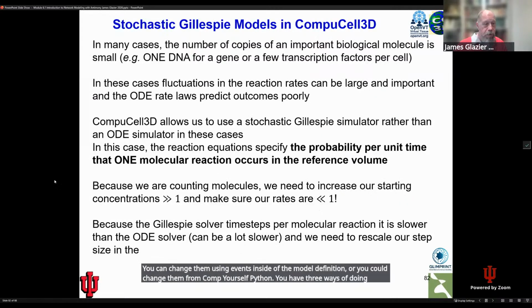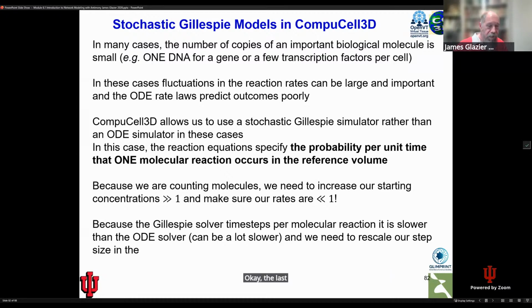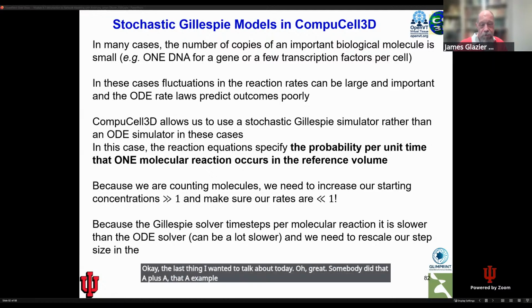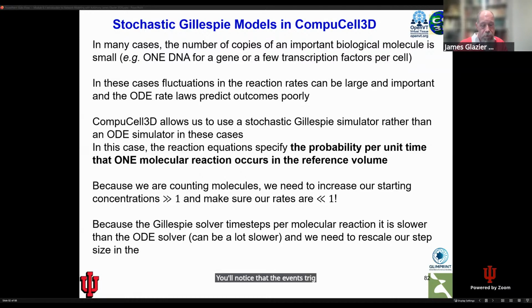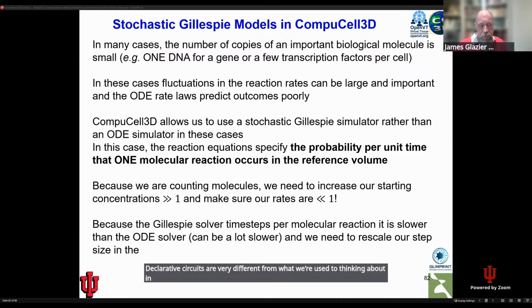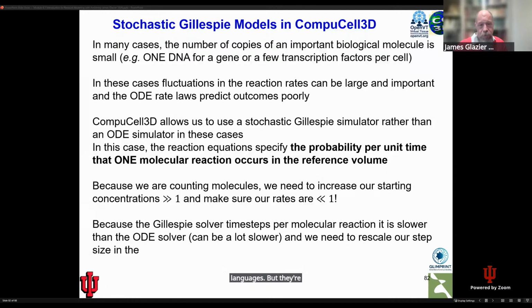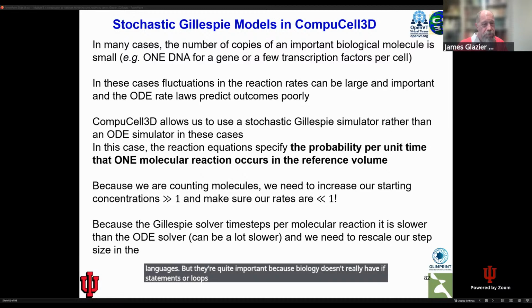Okay, the last thing I wanted to talk about today, well, great, somebody did that A plus A example with the steps. You'll notice that the events trigger every time the argument goes from false to true. So if A goes from being bigger than 5 to less than 5, it adds 5 to A. And then A starts going down again, and it'll trigger again. So that's an interesting one. You could build some very complicated circuits. These kinds of declarative circuits are very different from what you're used to thinking about in procedural languages, but they're quite important because biology doesn't really have if statements or loops. Everything happens at the same time.